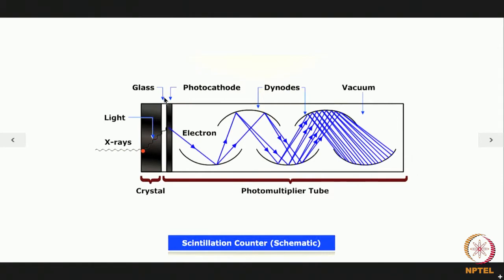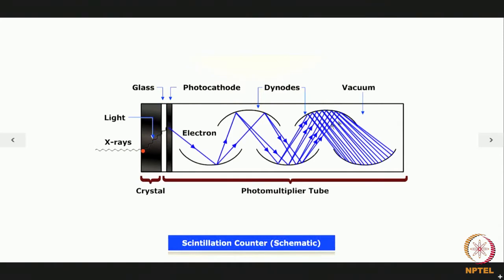The whole apparatus is enclosed in aluminum foil to shield it from outside light. The photocathode is made up of an intermetallic compound of cesium and antimony. When the blue light enters the photocathode, it will produce a number of electrons. Those electrons are allowed to strike what are known as the dynodes. There are metallic dynodes of this type, and there are about 10 such metallic dynodes.